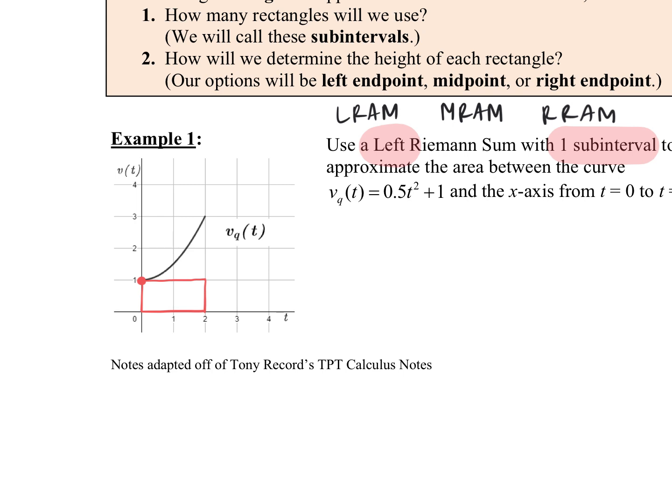This would be my left Riemann sum, or my left rectangle, I should say, for this curve. Now, if I want to find the area of this rectangle, this one's nice and easy. The area of this rectangle would just be my width, which is 2, times my height, which is 1. So the area of that rectangle right there is 2.